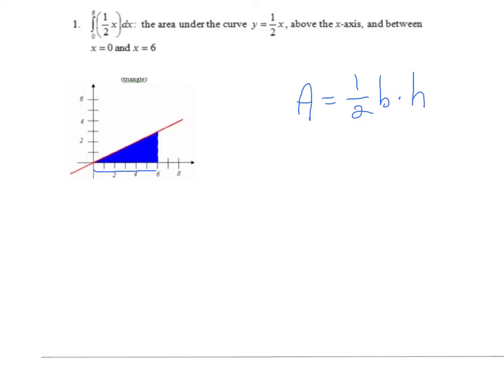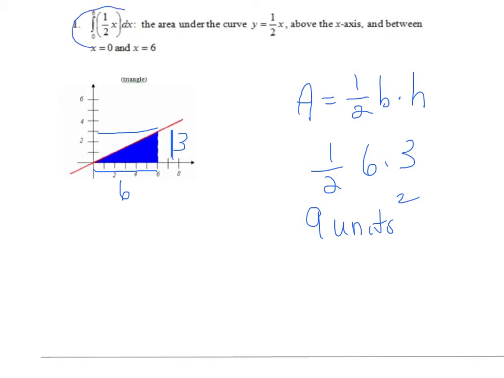Well, the base of this triangle is 6. The height of this triangle can be found. It is 3, right here. So I would have 1/2 times 6 times 3. The area is 9 units squared.